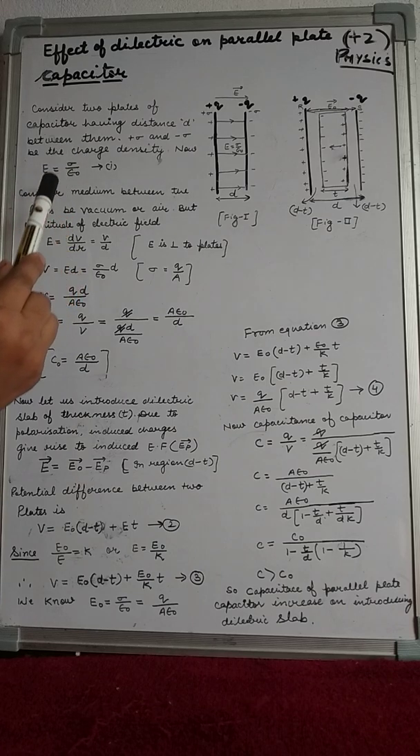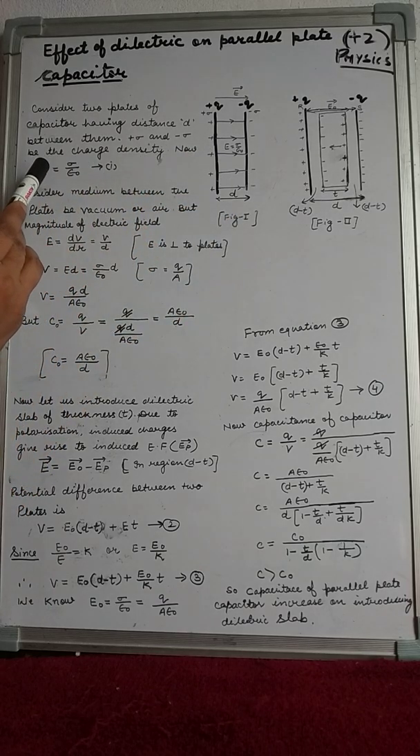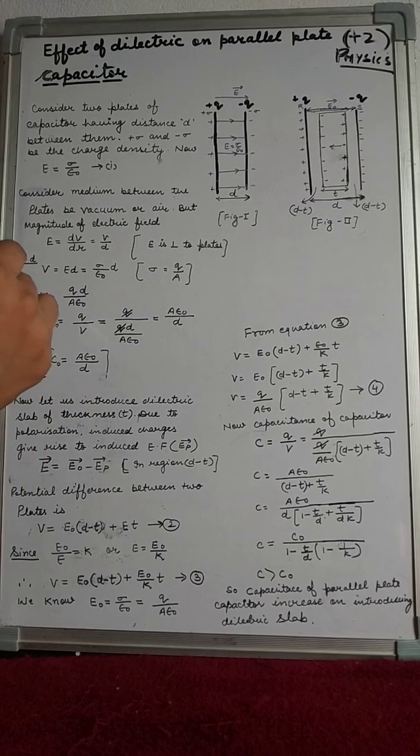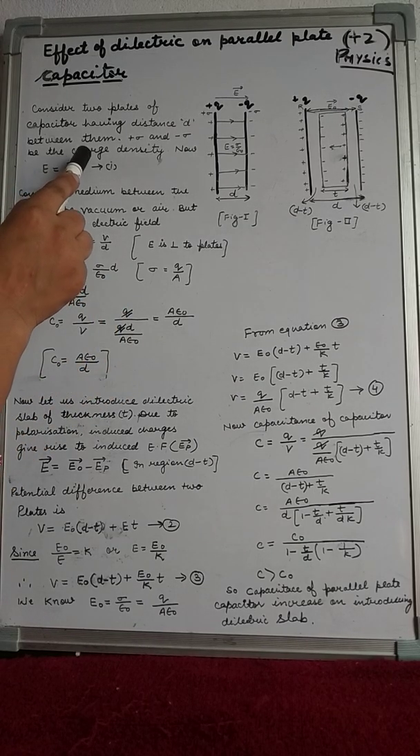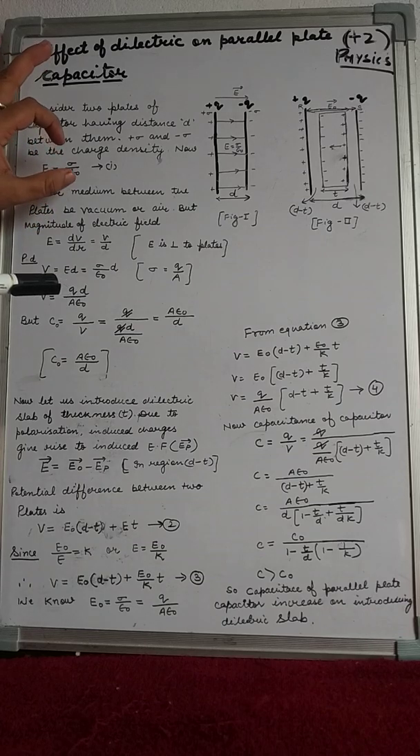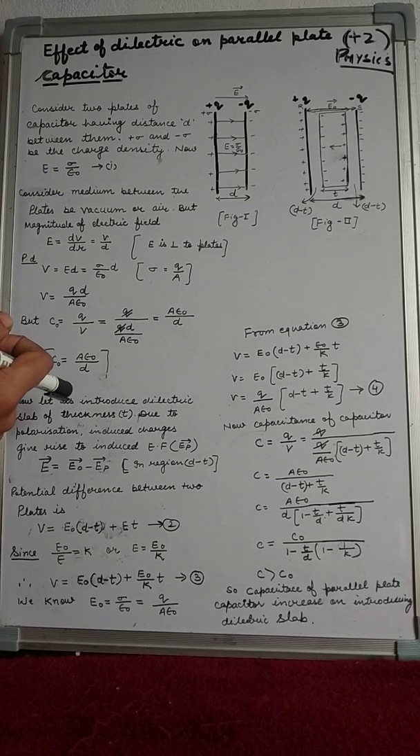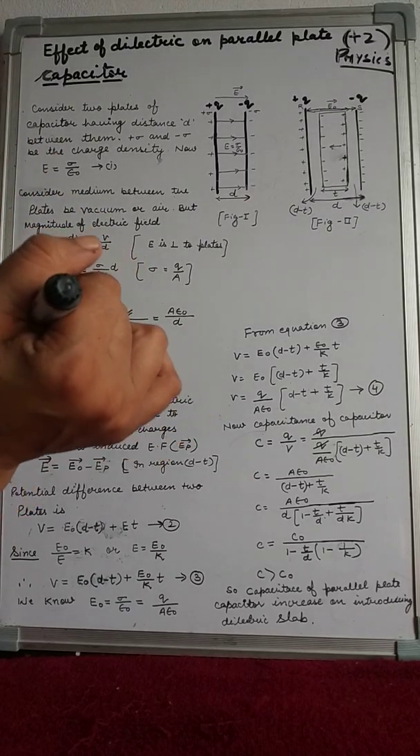Because there are a number of charges on the plate, we will apply Gauss theorem to calculate the electric field intensity, that is E is equal to sigma upon epsilon naught. What is it? Gauss theorem says E is equal to Q upon epsilon naught, that is 1 upon epsilon naught times the net charge enclosed by the surface. So here the charge is sigma, the charge density. So electric field E is equal to sigma upon epsilon naught.